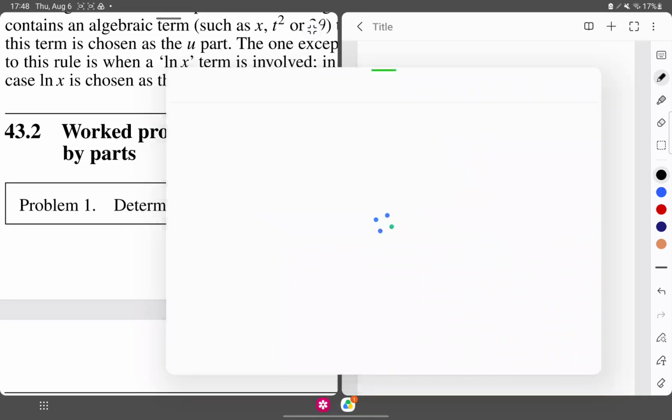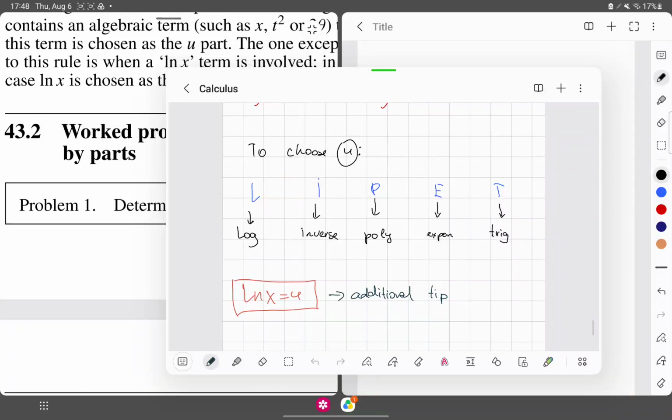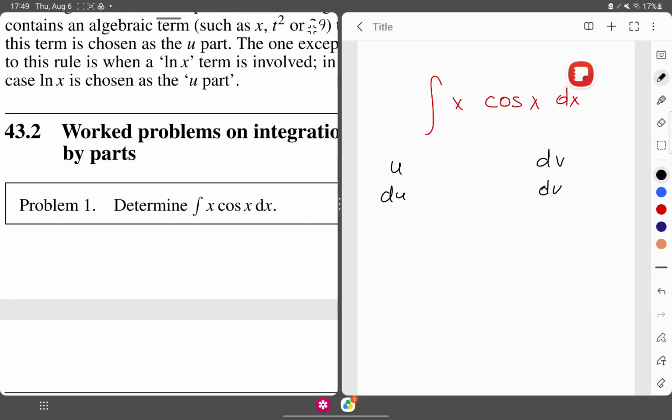For this, we have the LIPET technique. To choose u, we will use the LIPET technique: L, logarithms, I, inverse trigonometrics, P, polynomials, E, exponentials, and T, trigonometrics.